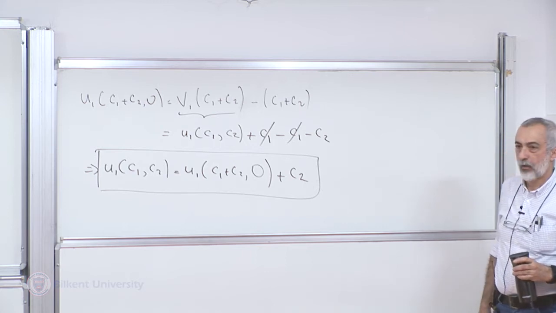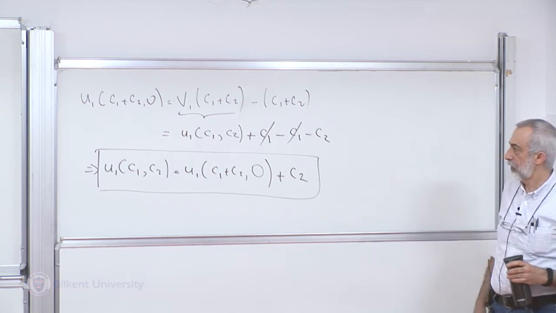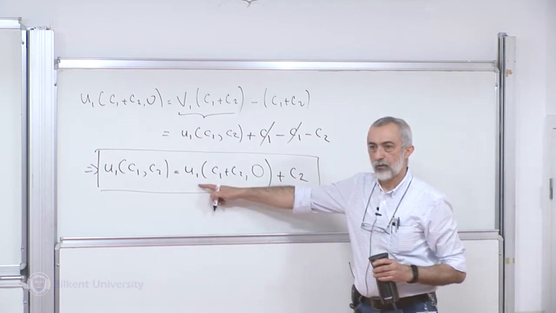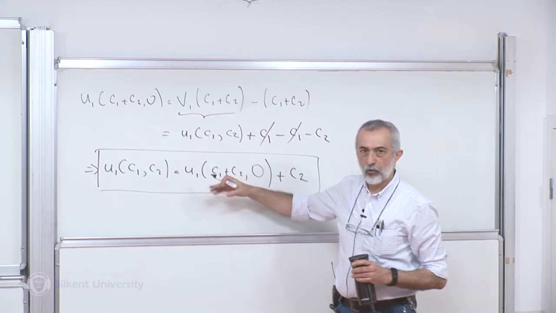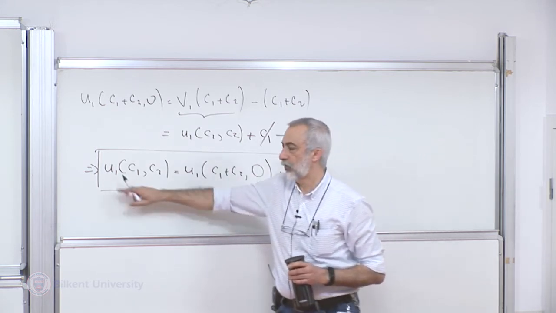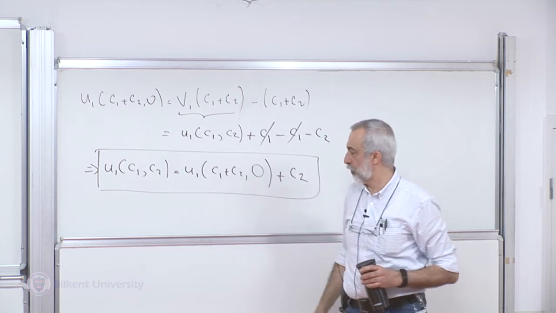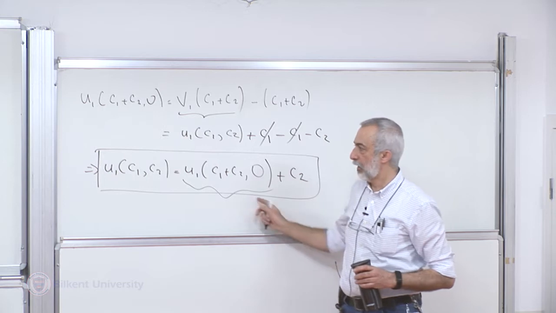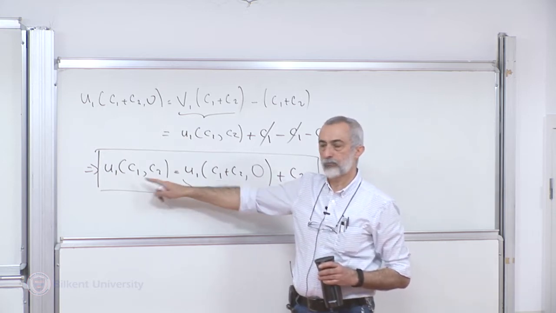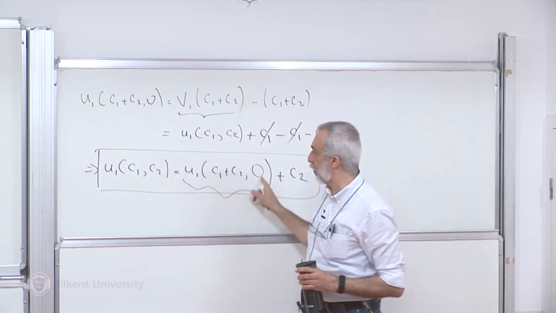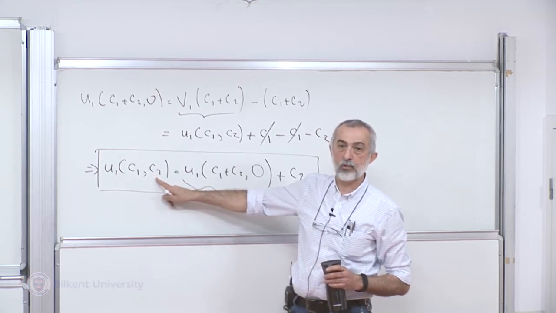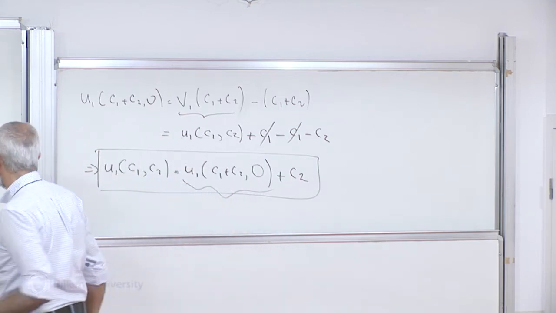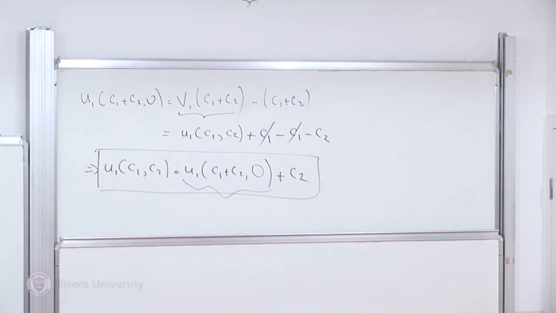Now, what is the importance of this simple-looking proposition? Well, it says that when I'm looking for best responses of player 1 to some strategy of player 2, if I know his best response to 0, I can easily deduce his best response to C2. Actually, at the last minute, we drew the graph.